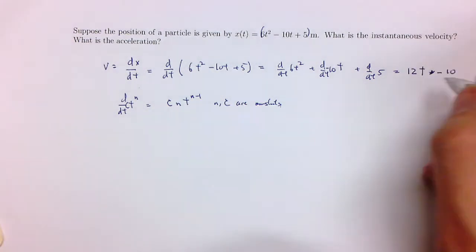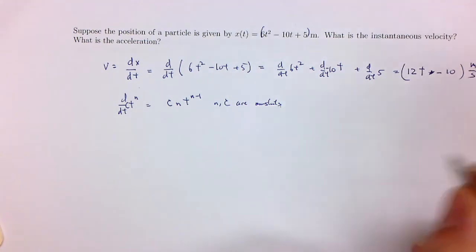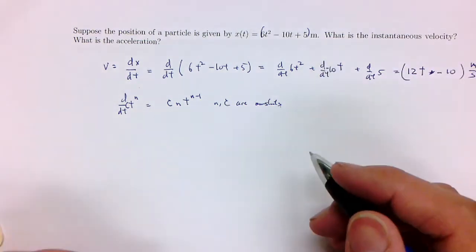So there it is. That's the velocity right here, 12t minus 10, in meters per second, keeping in line with all the units here.